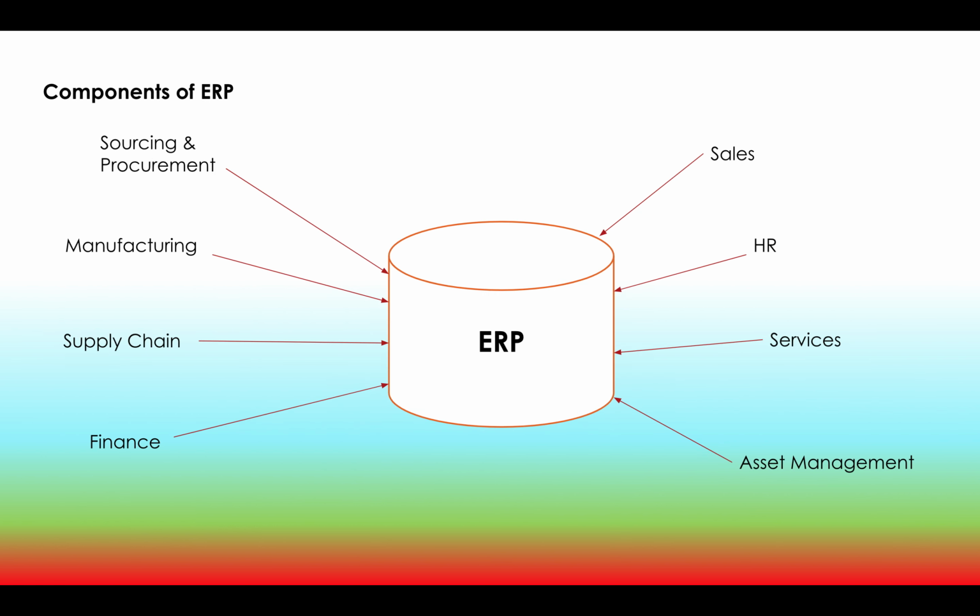Components of ERP. As I said in previous slides, we have many core business processes. There are a lot of other features also, but the main components are here. One is sourcing and procurement. Every company needs sources where raw materials are available. In the sourcing module, we can find a better source of raw material suppliers, services suppliers, whatever it is. So sourcing is a very important core process, and also procurement.